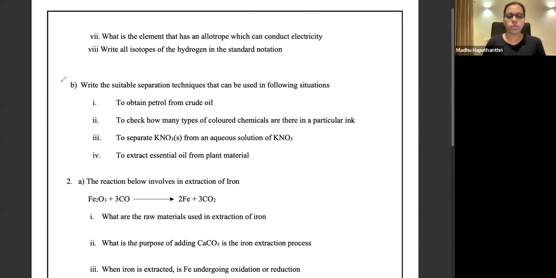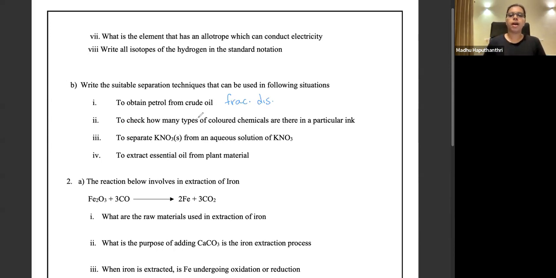B. Write a suitable separation technique that can be used in the following situations. Right, petroleum from crude oil. What can I use? Very good, fractional distillation. Crude oil is a mixture of a lot of components. So from crude oil, we can separate 92 petrol, premium petrol, normal diesel, super diesel, and then kerosene, LP gas. So many fractions are coming out. So this is fractional distillation.